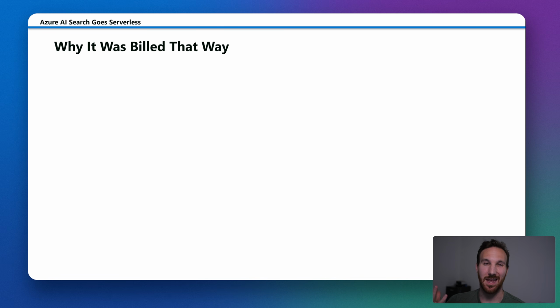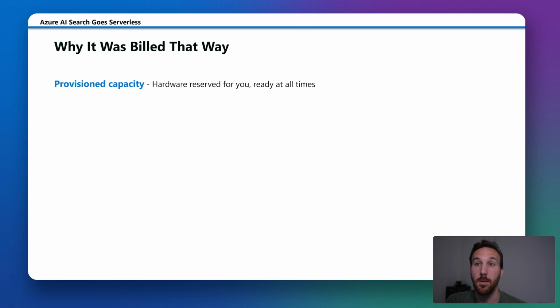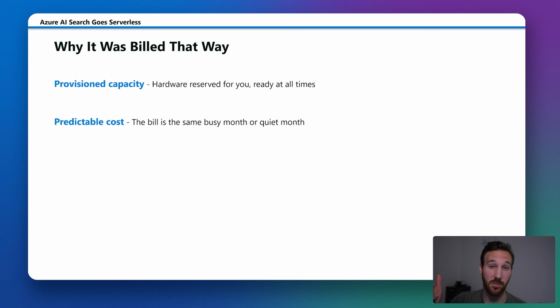Now, why was AI search built this way? Why has it been this way? Well, you'd have provisioned capacity. So when somebody started using AI search, you would be dedicating the hardware that you're going to be using so that it's always available at all times. And this is still going to be a benefit to people who decide to continue to use the dedicated provisioned capacity. It's helpful for predictable costs. Businesses would know how much they're actually going to be paying each month with this predictable dedicated AI search model.